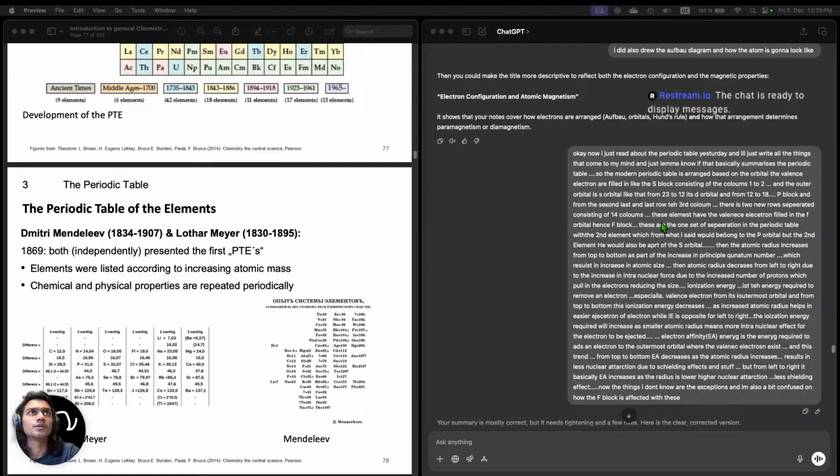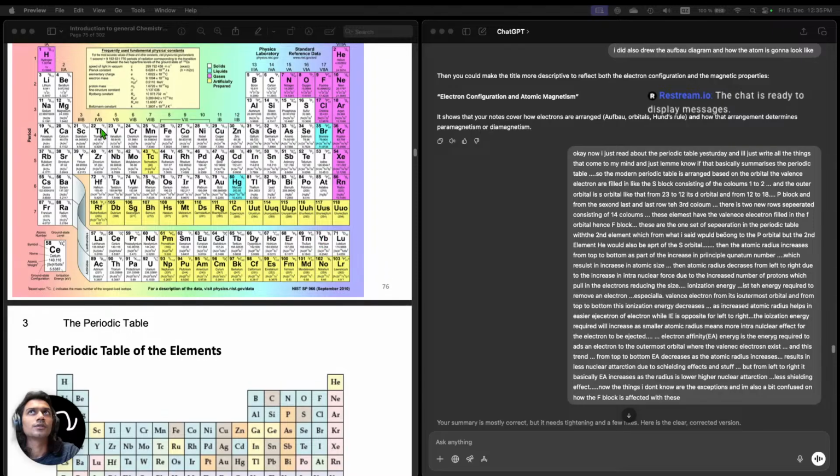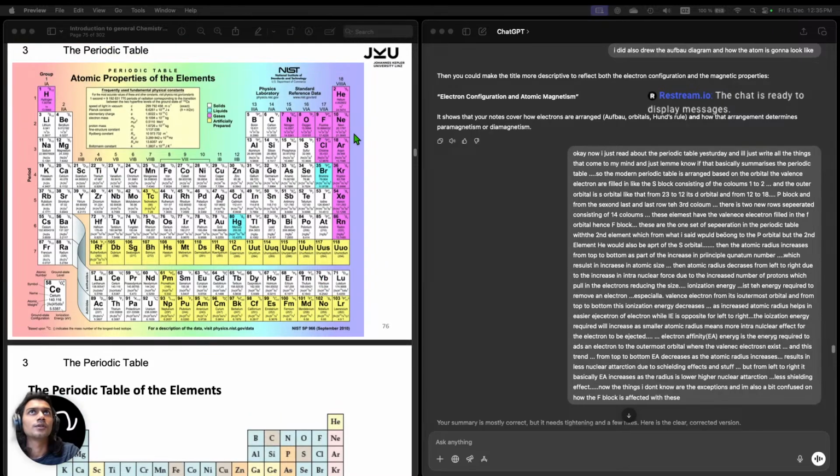14 columns. These elements have valence electrons filled in the f orbital, hence the f block. These are one set of separations in the periodic table, within the second element, which from what I said would belong to the p orbital, but the second element is a part of the s orbital.